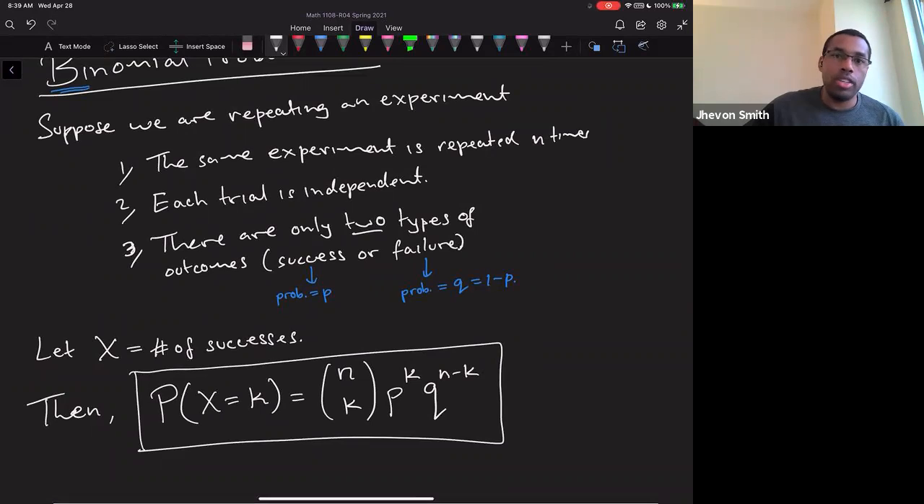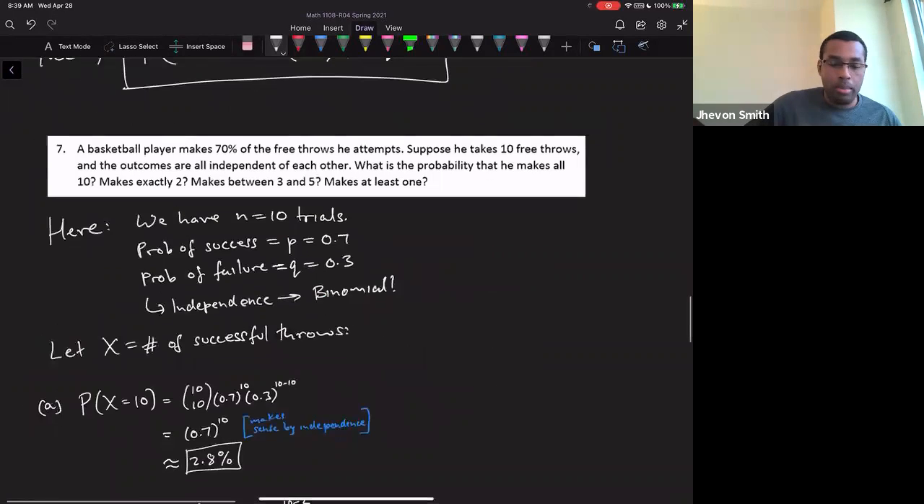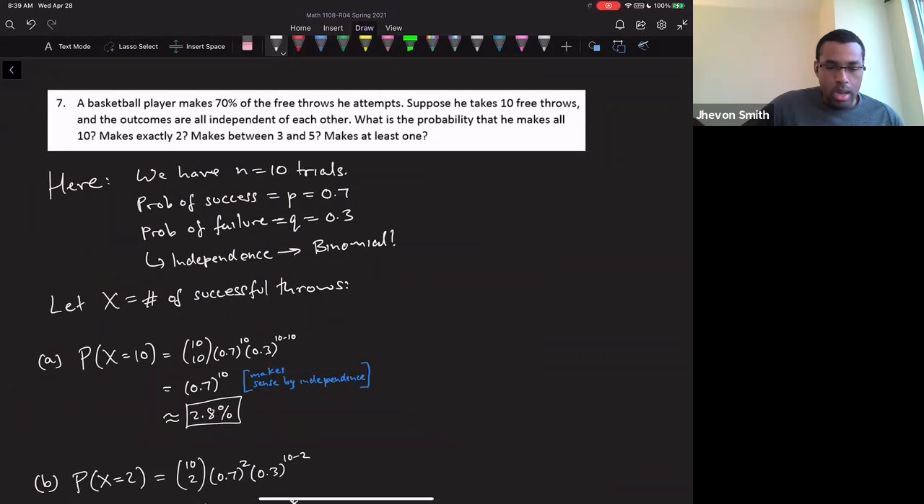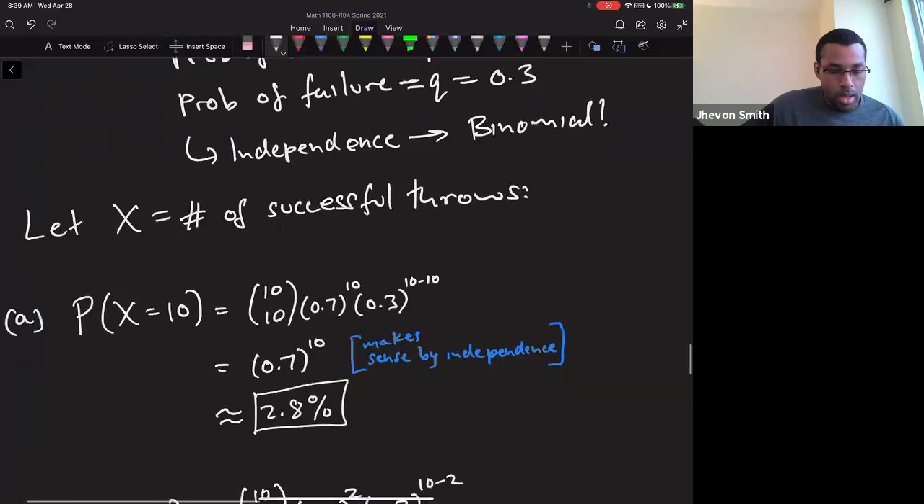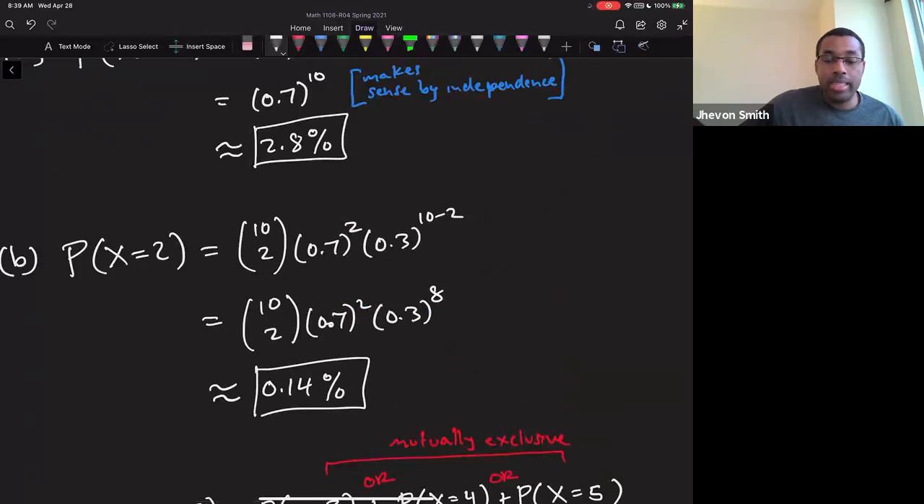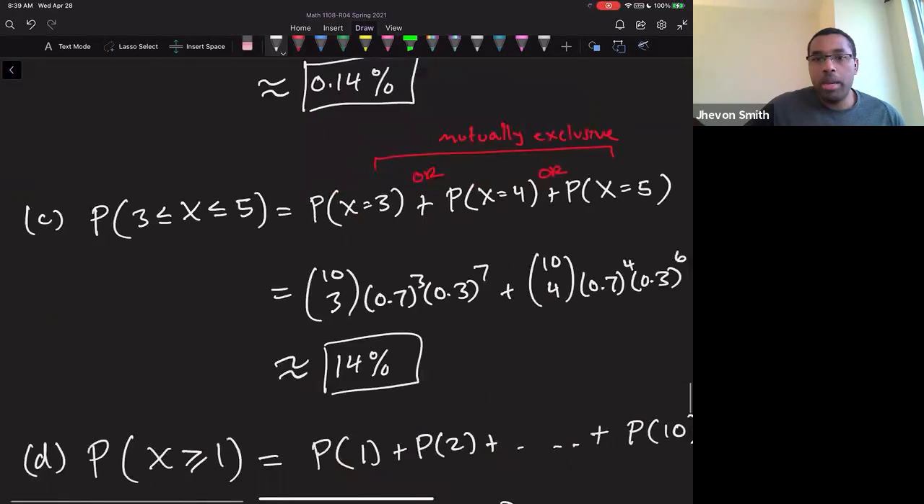Once you set the probability of your success to be P and the probability of your failure to be Q, which is of course equal to 1 minus P, then if you want to find the probability that there are K successes, this is going to be the formula. And we went through that with this example. So what is the probability that he has 10 successes? Well, it's just x equals 10 in that formula. That was 2.8%. What is the probability that he makes exactly 2 free throws? That's 0.14%. What is the probability that he'll make between 3 and 5?